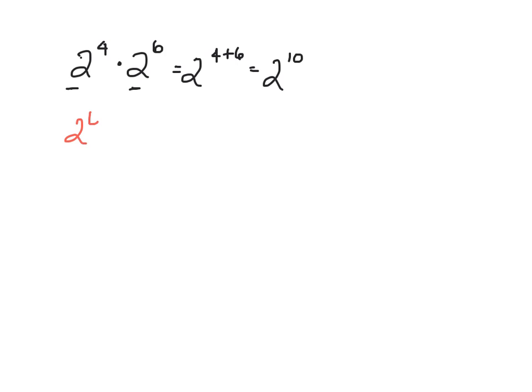When I have two terms with the same base again, and when dividing, I can subtract my exponents. So 2 to the 6th divided by 2 to the 3rd becomes 2 to the 3rd power.